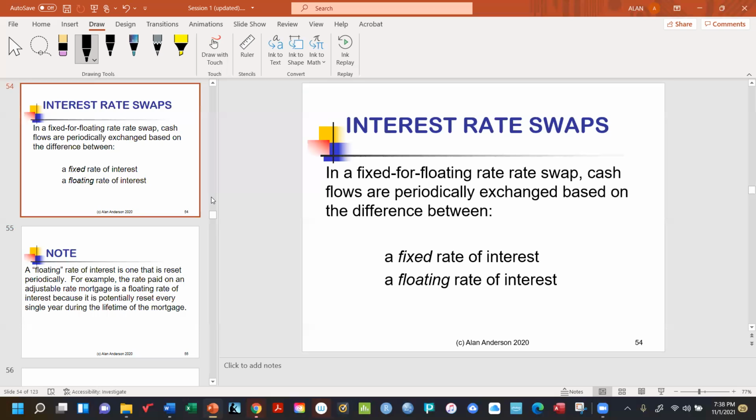Now, before we go any further, I just want to identify these two key terms. A fixed rate of interest, of course, means one that never changes, and a floating rate of interest means that it can change periodically. Now, the classic example of this is the adjustable rate mortgage, which you may have heard about. Most of the time with mortgages, the rate of interest is fixed in advance, and that's a fixed rate mortgage, of course. But for certain mortgages, the rate can actually be updated every single year. And so those are known as adjustable mortgages or adjustable rate mortgages. And the rate itself is said to be floating because it can change every year.